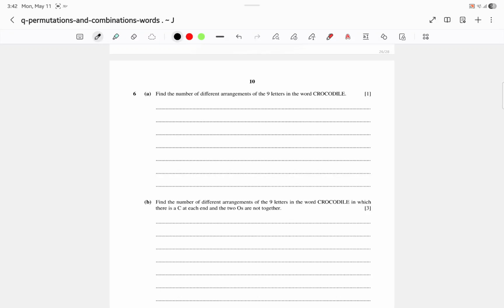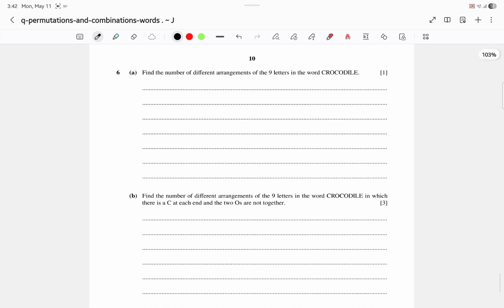Today we are going to be solving some difficult permutation and combination questions since tomorrow it's your exam. Inshallah, I'm pretty sure you guys will do pretty well. So today we're going to solve some difficult past papers. The first difficult question that we have is actually pretty common for students, right? This is a question students really struggle with. It's the crocodile question, the infamous crocodile question, right? So let's just start. Find the number of different arrangements of the 9 letters in the word crocodile.